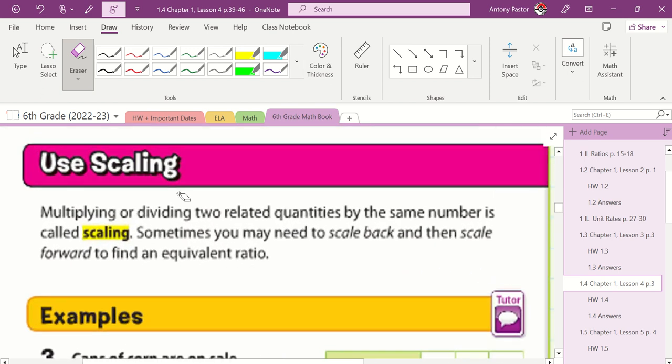Use scaling. Multiplying or dividing two related quantities by the same number is called scaling, which we just went over. Sometimes you may need to scale back and then scale forward. These are also other terms. So I talked about scaling up, scaling down. You can also call it scaling back or scaling forward. Back meaning it's getting smaller, forward meaning it's getting bigger.